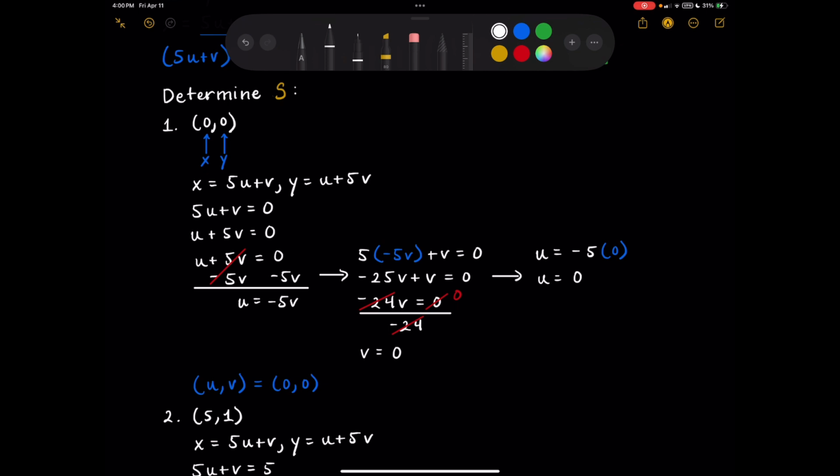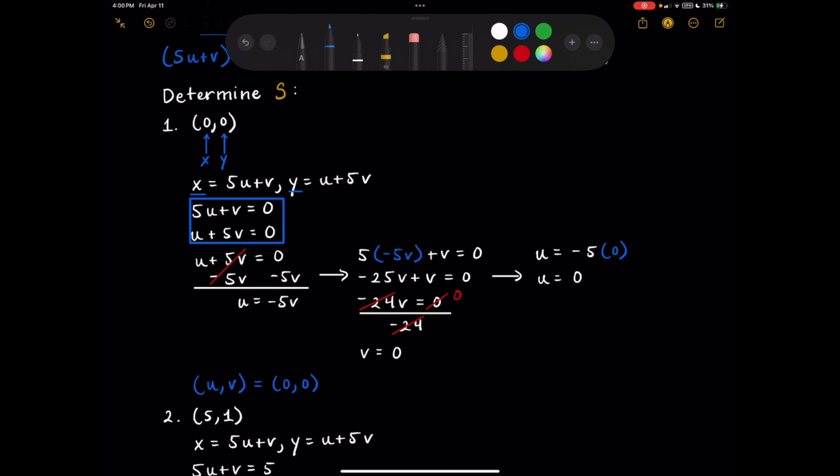So our first point, (0, 0), we have x equals 0 and y equals 0. And when we plug that into the equations that we were given, right, x equals 5u plus v, y equals u plus 5v, we get a system of 2 equations. And there are multiple methods for solving things like this. There's elimination. The method you're going to see me use in this video is substitution, because it's going to make the most sense to the most people. But the method I actually recommend would be to use a matrix and row reduce it.